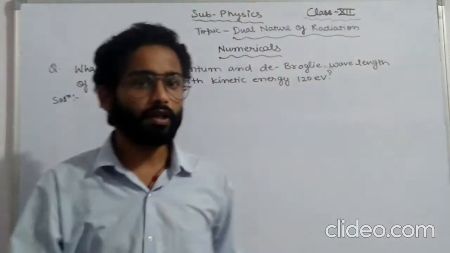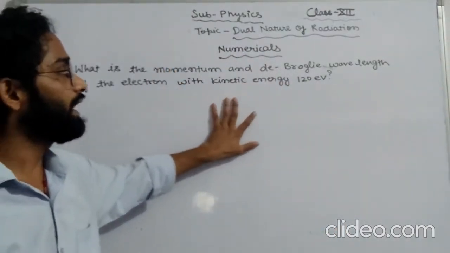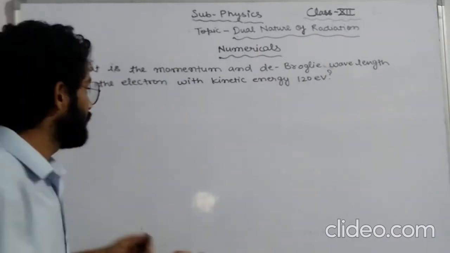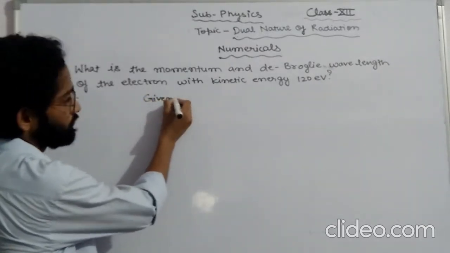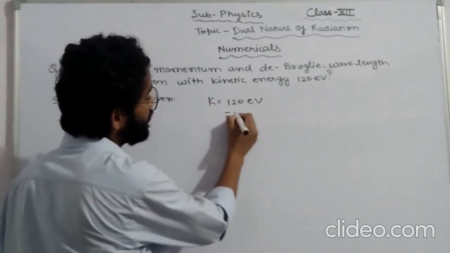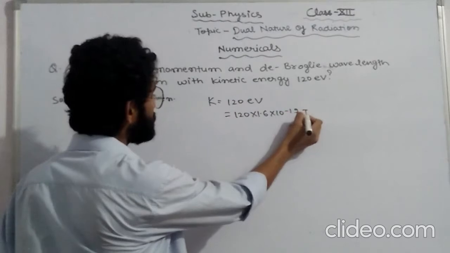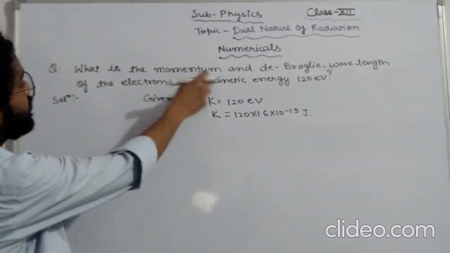Now we are ready with our new numerical: what is the momentum and de Broglie wavelength of the electron with kinetic energy 120 electron volt? When the kinetic energy is given in electron volt, we can convert it into joule. K is equal to 120 eV, which can be written as 120 into 1.6 into 10 power minus 19 joule. So now we are to find out the momentum.